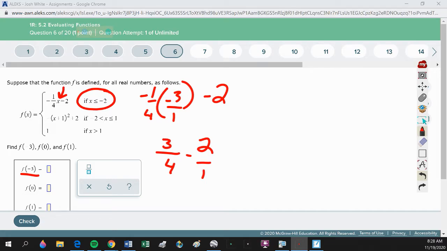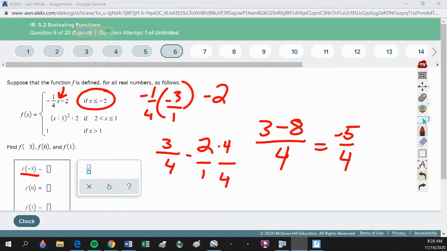So 2 over 1. I need a common denominator. So on top we have 3 minus 8, and on bottom we have a 4. 3 minus 8 is -5. So -5 over 4. Okay.